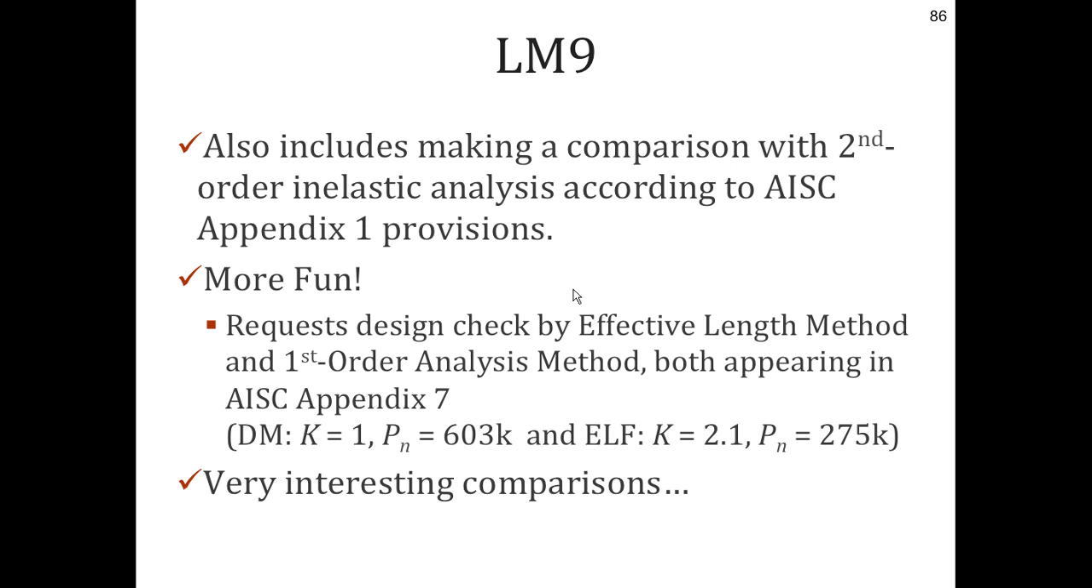length method. And what's kind of curious about this one is you'll recall that frame was pinned at the bottom and had a beam at the top. The direct analysis method, you just default to a K factor of 1, and it would give you a capacity of 603. The effective length factor, the K factor, is actually up above 2, and you have a significant reduction in the capacity. You're down to 275 in the compressive capacity.